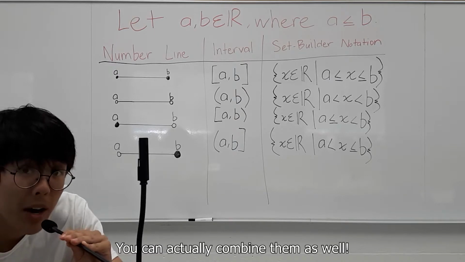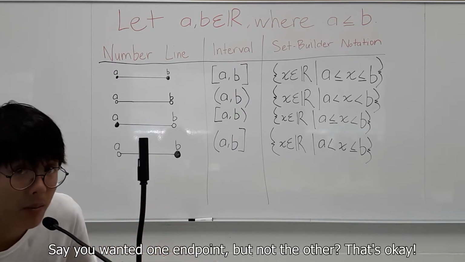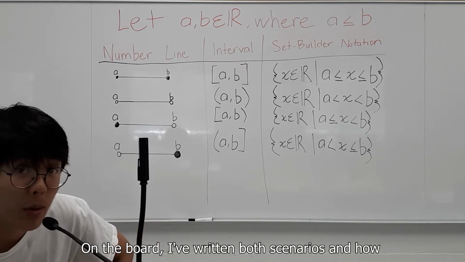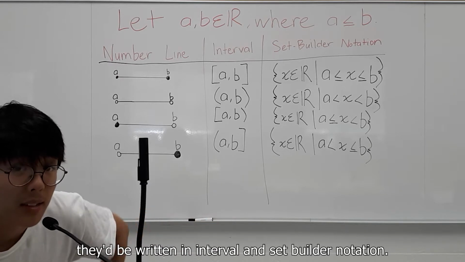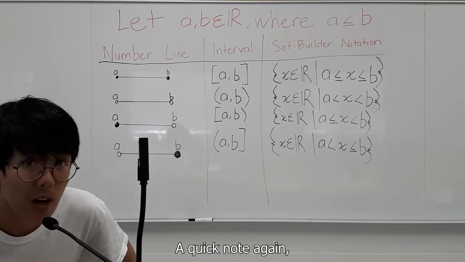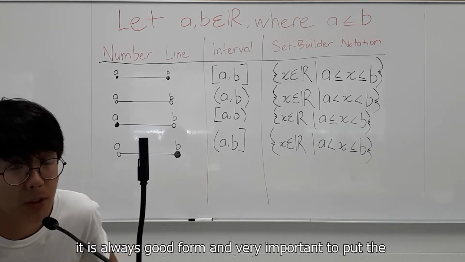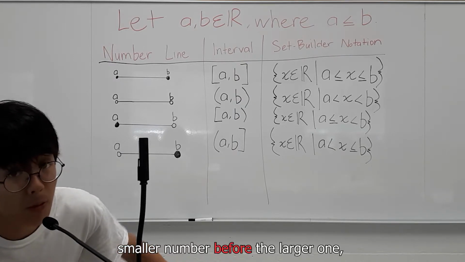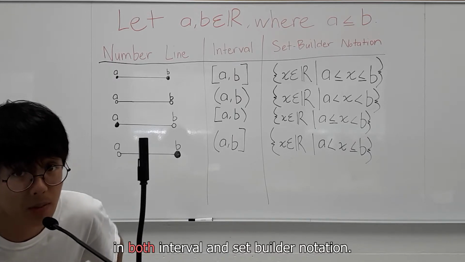Now, you don't have to use one or the other. You can actually combine them as well. Say you wanted one endpoint but not the other, that's okay. On the board, I've written both scenarios and how they would be written in interval and set builder notation. A quick note again, it is always good form and very important to put the smaller number before the larger one in both interval and set builder notation.